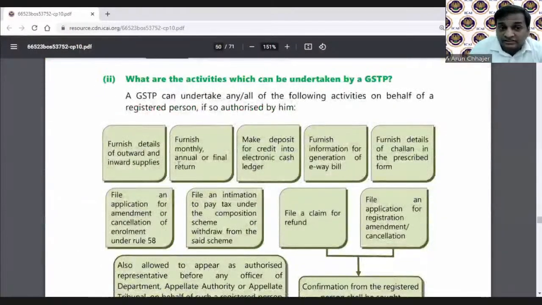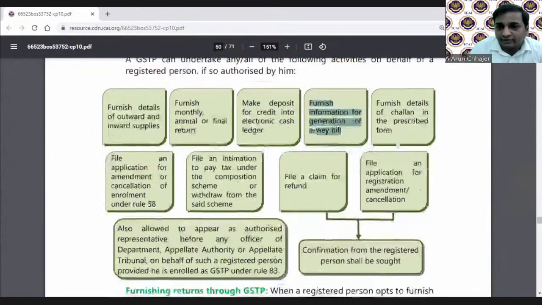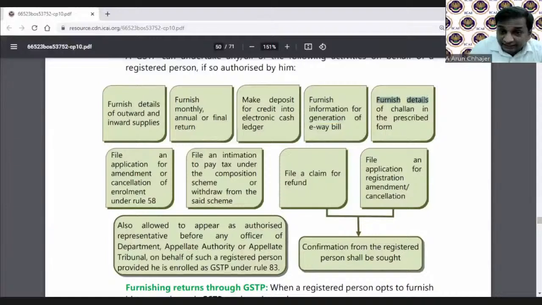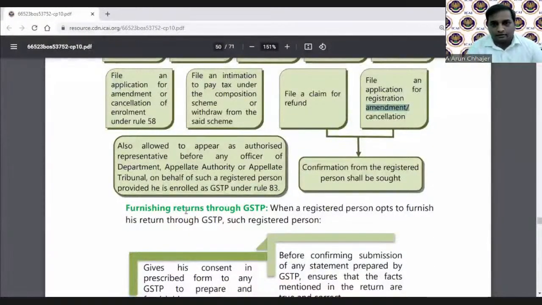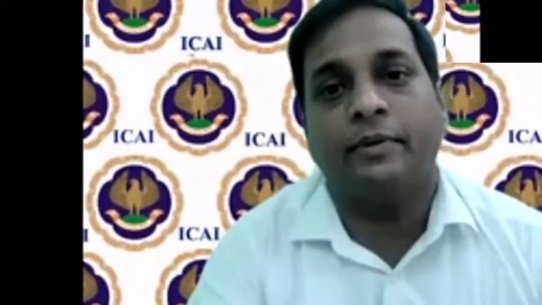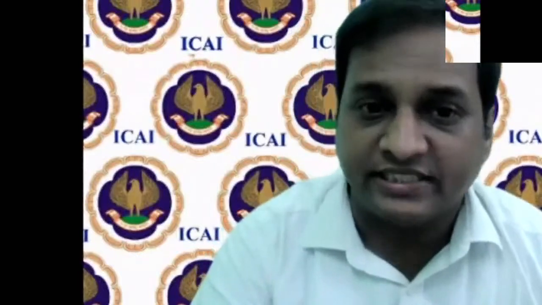What can be the role of the GST practitioner? He can furnish GSTR1 or inward supply, furnish the monthly, annual, or final return, make deposit of the credit into the electronic cash ledger, furnish the information of e-way bill, furnish details of the challan, file an application for amendment or cancellation of enrollment, file an intimation to pay the tax under the composition scheme, refund application, or amendment, registration, cancellation, etc. These are the activities which are available to the GST practitioner.